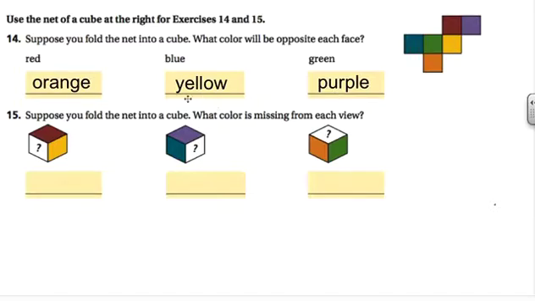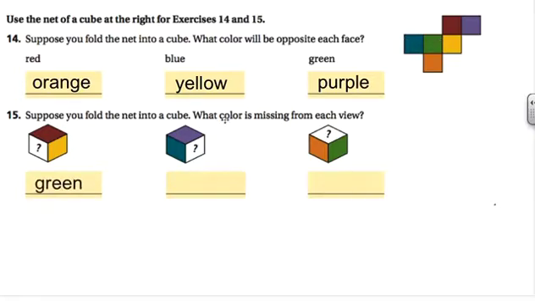Sometimes those are very difficult to visualize. Suppose you fold the net into a cube. What color is missing from each view? So this one we have red on top and yellow on the right. What would be in the front side then that adjoins the yellow and the red? Well, that looks like it would be the green side.